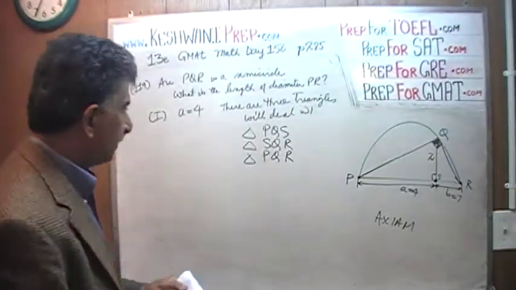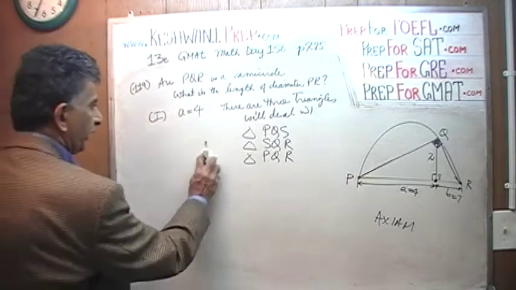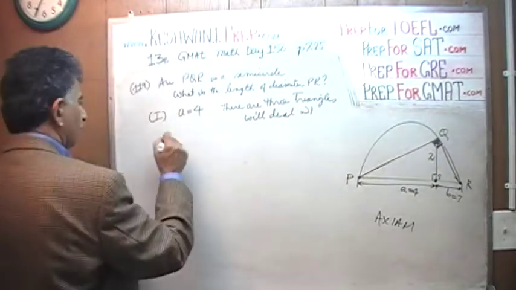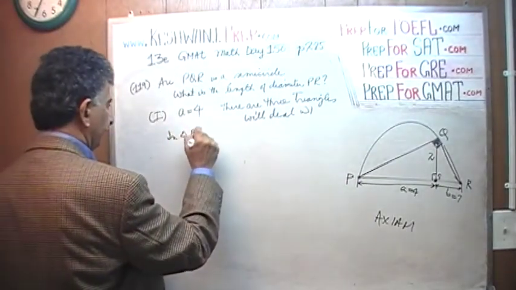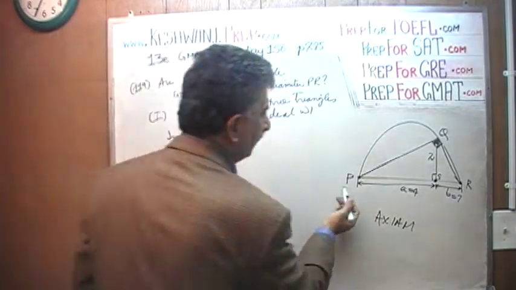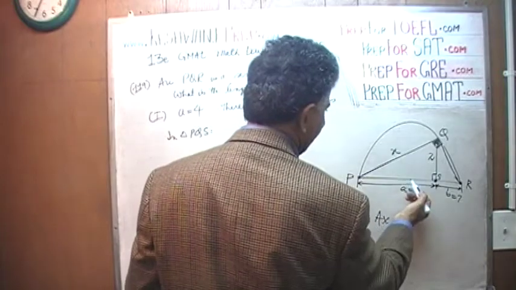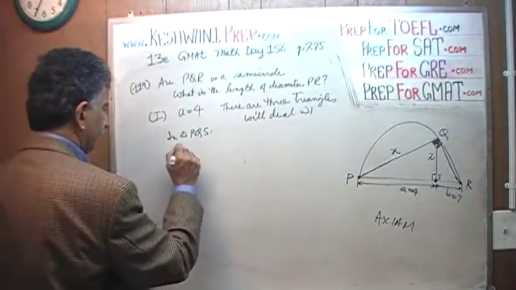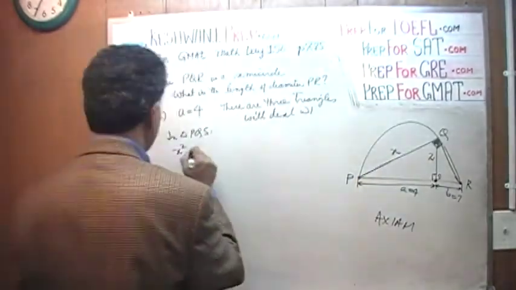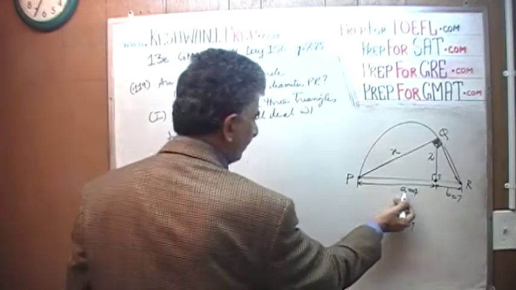In triangle PQS, the very first one, PQS is a right angle triangle and this is the hypotenuse. Let's call it x. So x squared would equal 2 squared plus the base, which is A squared.